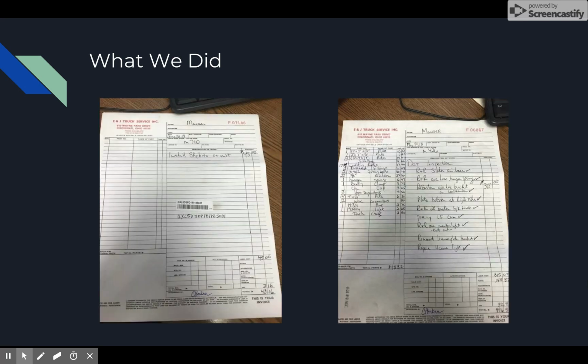The papers were invoices for each of the repairs and checkups done on the company's trailers. As shown in the photos, they range from simple installations to complicated full vehicle repairs.